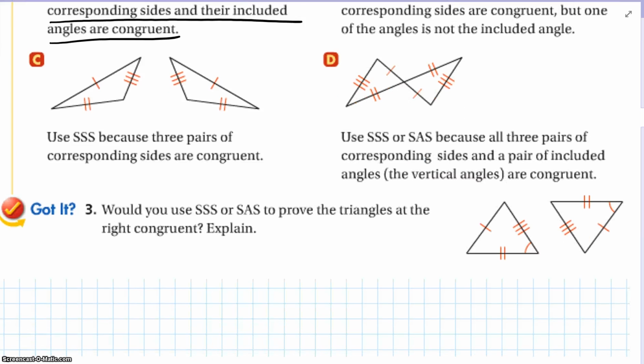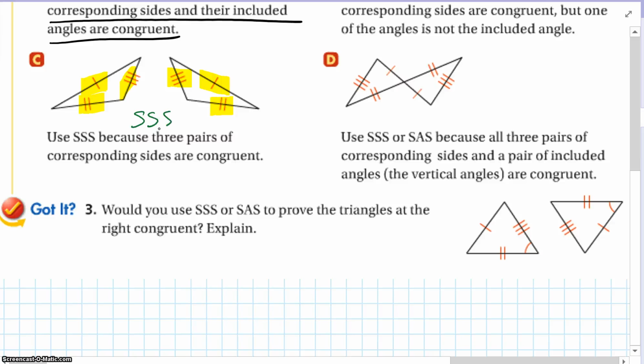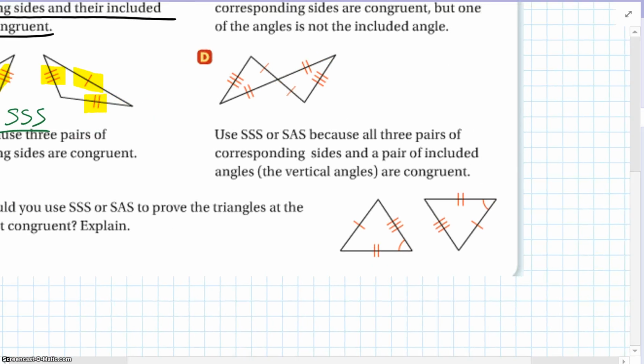C. All right, so I have a 1, 2, and 3, and I have a 1, 2, and 3. So that's an easy one. So yes, we can prove congruency with side, side, side. D. All right, so I have 1, 2, 3, 1, 2, 3. I also know vertical angles are congruent, so I can use side, side, side, or side angle side.